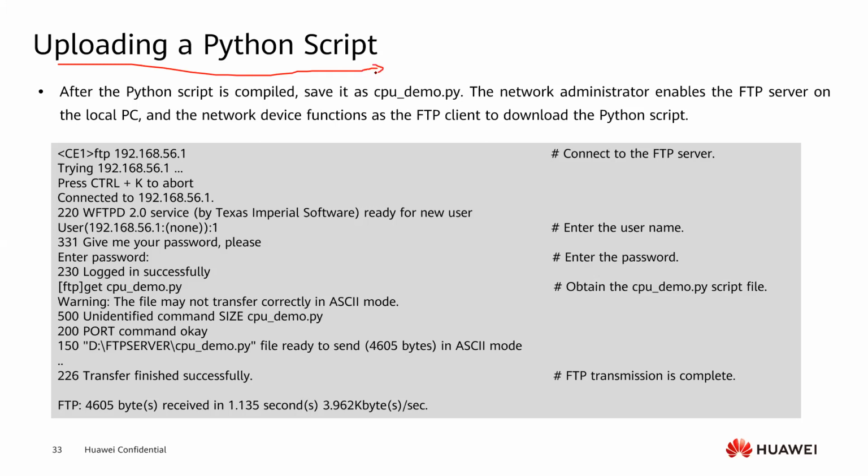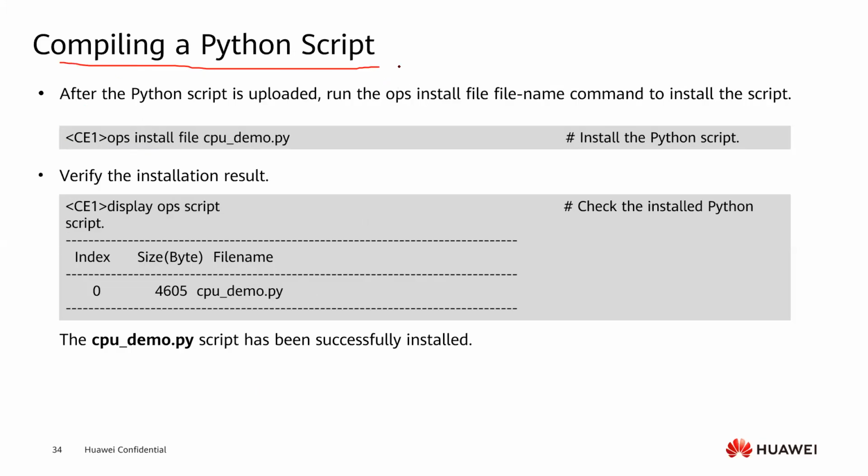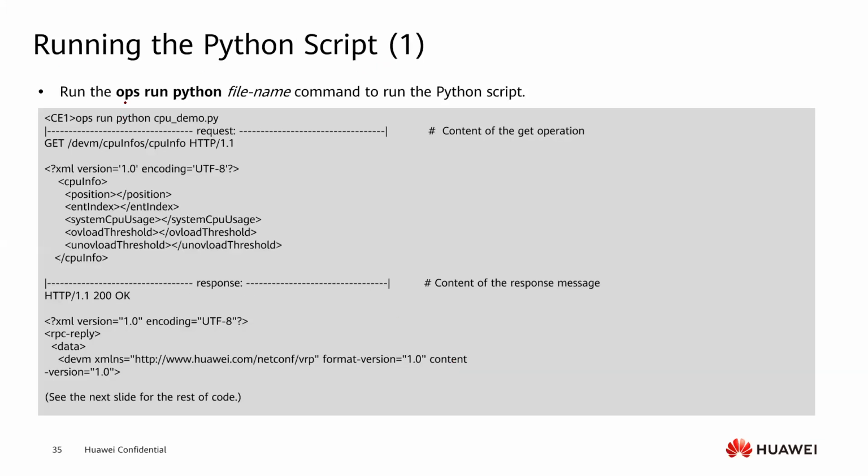Uploading a Python script on the CE device. You use FTP to download the cpu_demo.py file. This is the Python file, and here the transfer finished successfully. Then you compare the Python script using OPS install file cpu_demo, and display OPS script. So the cpu_demo.py script has been successfully installed. Then we run the OPS run Python command to run the Python script: OPS run Python cpu_demo. This is the name of what you just uploaded.